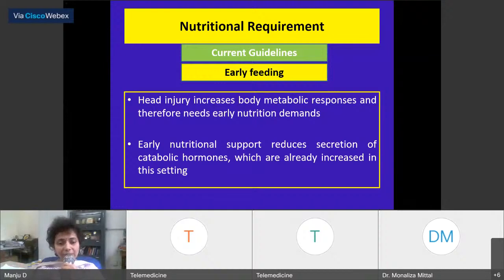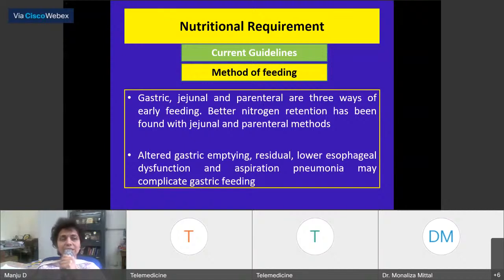So early nutritional support reduces secretion of catabolic hormones, which are already increased in this setting. I told you that the catabolic hormones will be high and there will be a lot of breakdown of protein and other things, but early nutritional support reduces that. So if you supply early, it is not only a replacement, it also reduces the catabolism which is initiated in the body.